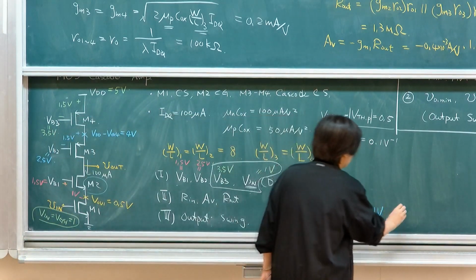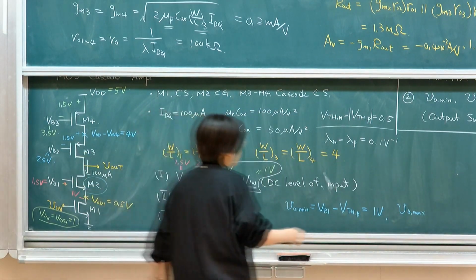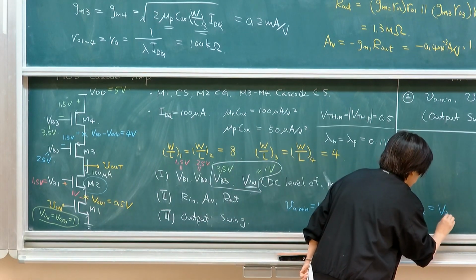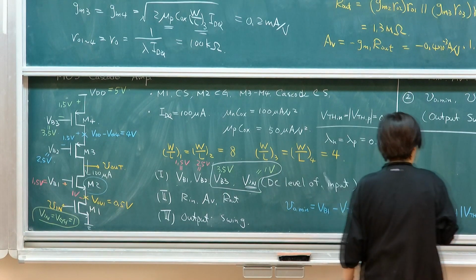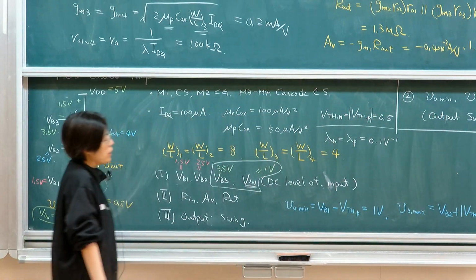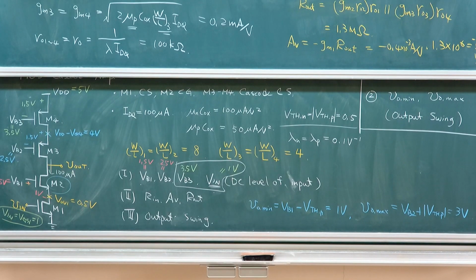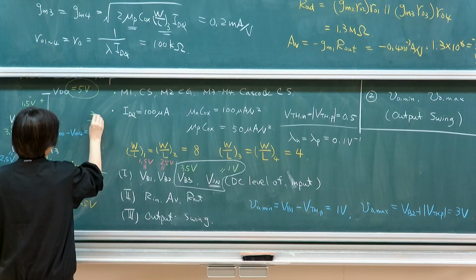And VO maximum is limited by M3, so it's VB2 plus a threshold because it's a PMOS. That will give us 3 volts. So overall, even though I have 5 volts, it will take away 40%. You only have 2 volts to move. I have this large supply, but I only have 40% where I can move. So your margin between the two, this is 1 volt, this is 3 volts.